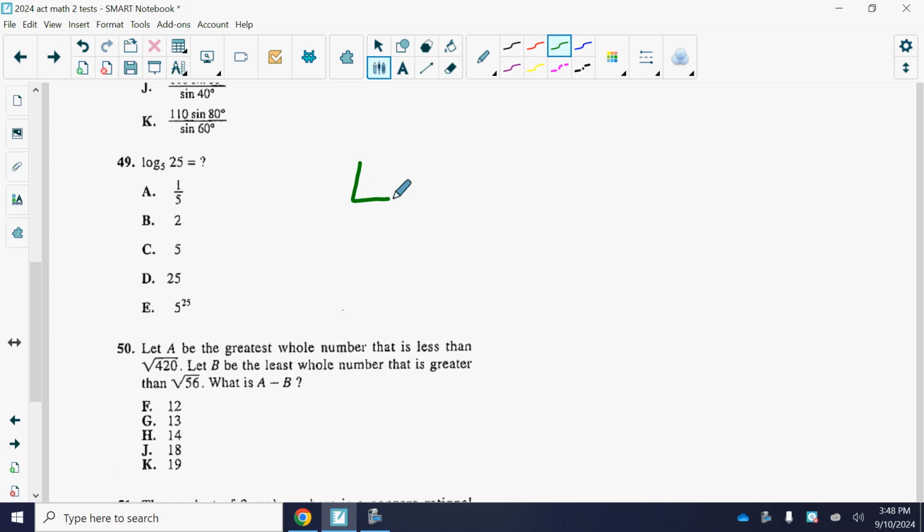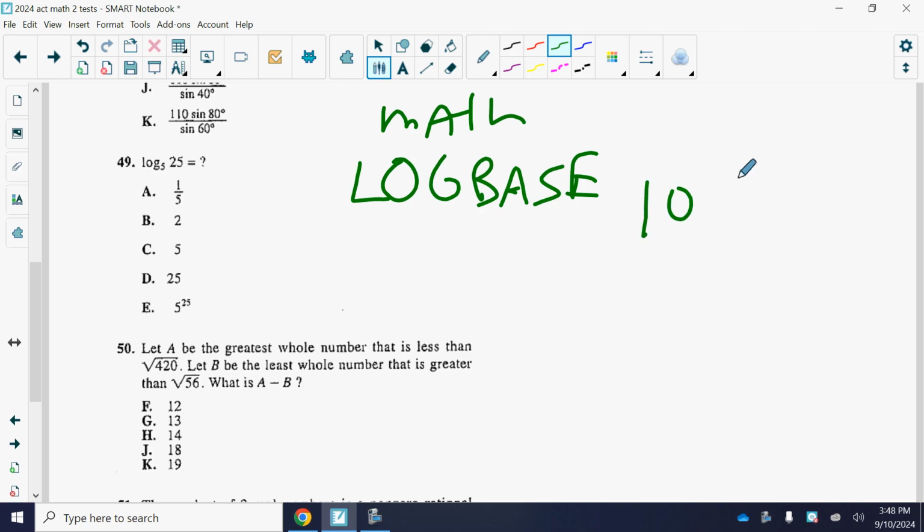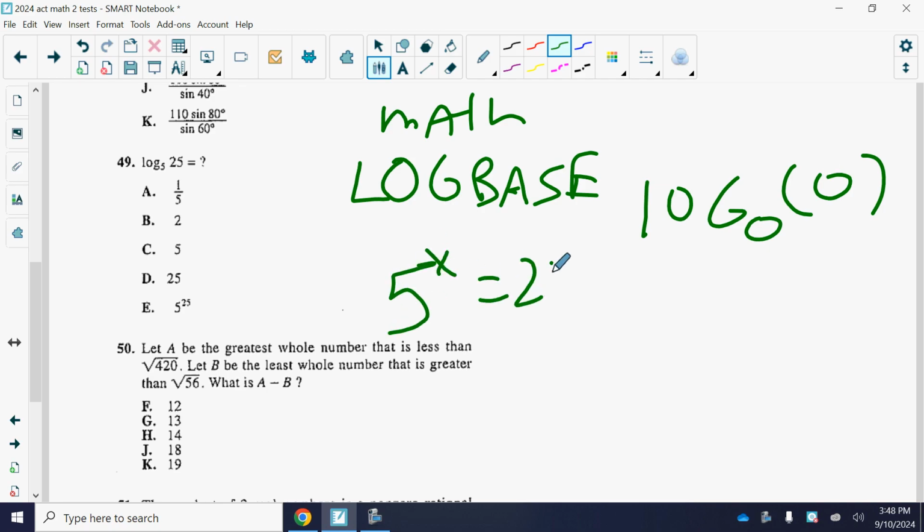Straight into log base. You go to your calculator, it's under math, log base. It'll give you this, gang, with holes there. You hit 5 and 25, and you'll get it. The answer is 2, because it's 5 to what power is 25? Easy cheesy.